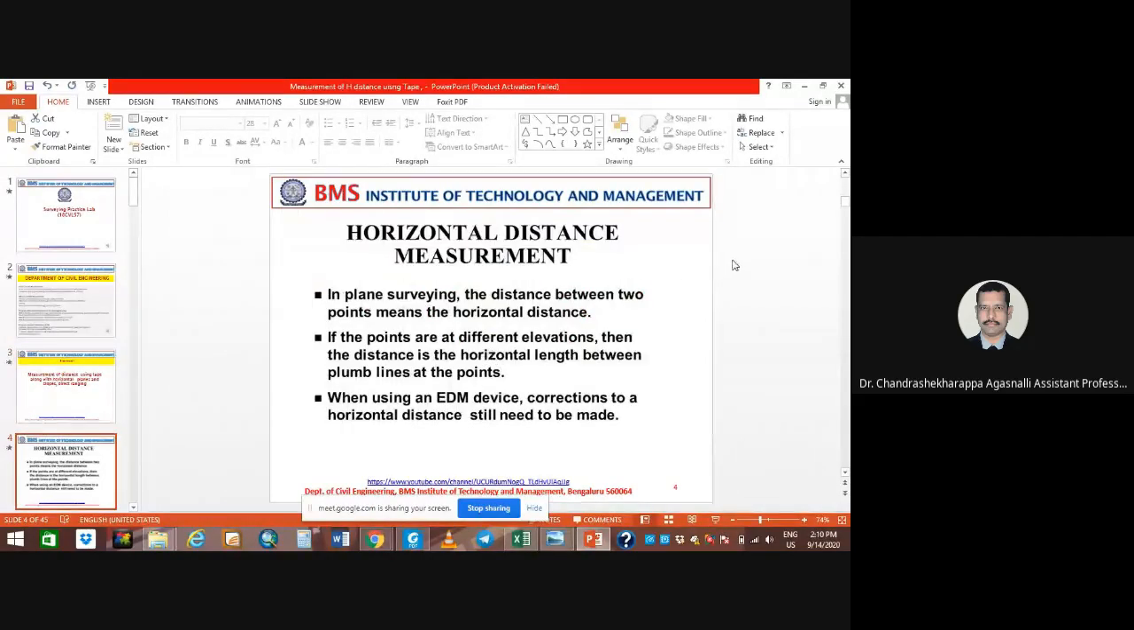So, horizontal distance measurement. What do you mean by the horizontal distance? In plane surveying, it is the distance between 2 points, point A and point B. How are you going to measure it? There are many methods we discussed earlier also. Either you can directly use manual methods, that's tape survey or chain survey.